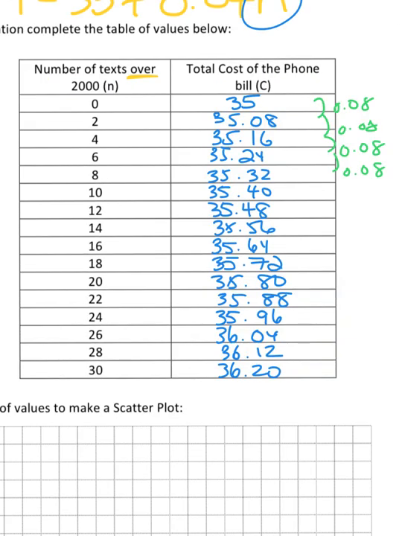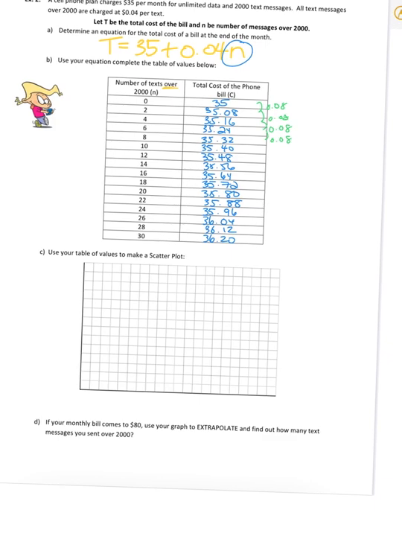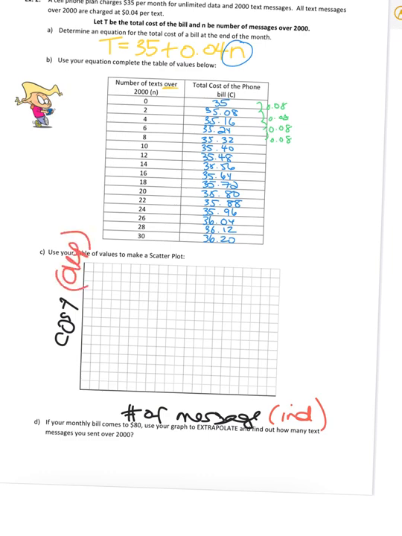Okay, so that's what my table of values looks like, and I'm just adding on 8 cents every time, and I'm going up by 2 text messages each time, so notice that. So when you go to make your scatter plot, you're going to put your number of text messages at the bottom, so number of messages here, and that's going to affect your bill, so your total cost will be on the side. So we have our independent variable at the bottom, and our dependent variable, because it depends on how many messages we send, that's going to change.